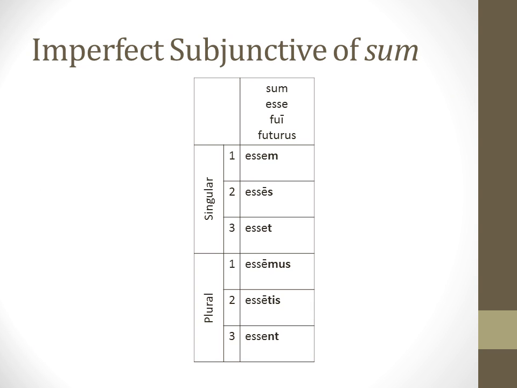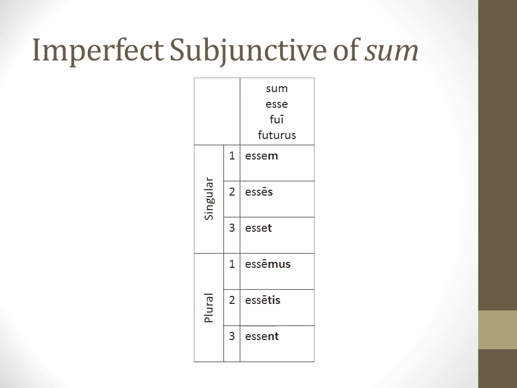How about for the verb to be? The verb to be, sum, esse, fui, futurus, we just do the same thing. We take the second principal part, the present active infinitive, esse, and we add M, S, T, mus, tis, nt. So essem, esses, esset, essemus, essetis, essent. I was, you were, he, she, it was. We were, y'all were, they were. So it's subjunctive. It's imperfect.